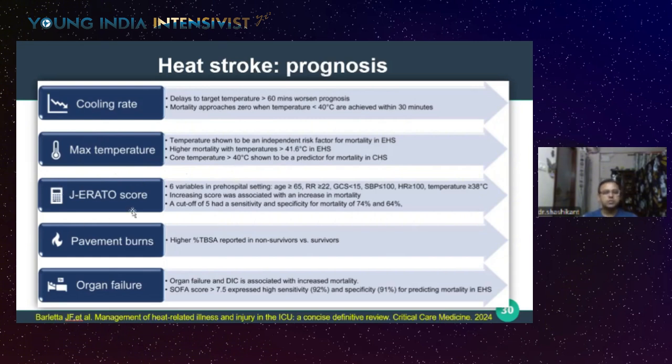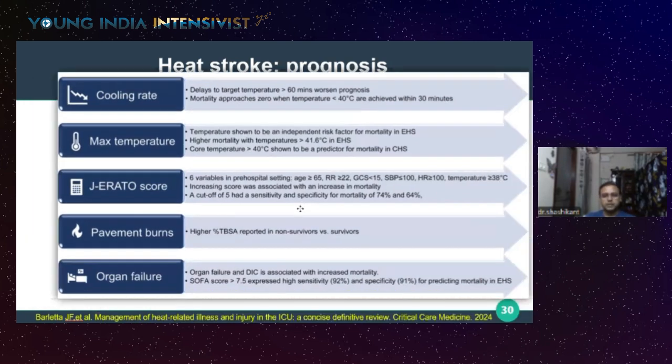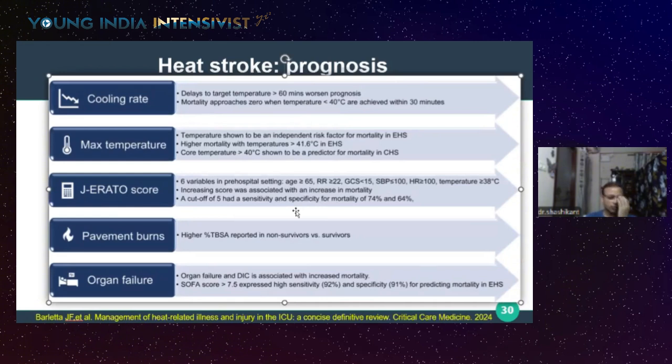There is a scoring system called the J-RATO score. Initially, this scoring was developed in a Japanese cohort in 2018 on around 3,000 individuals, and it predicts outcomes at hospital admission using 6 variables, and a score of 1 is given to each parameter. So an individual with a higher score at the time of admission has a higher chance of hospital admission, ICU admission, or overall mortality. In the J-RATO score there are 6 variables: age, respiratory rate, GCS, systolic blood pressure, heart rate, and temperature. They found that a cutoff of 5 has a sensitivity and specificity for mortality of around 74 and 64% respectively.